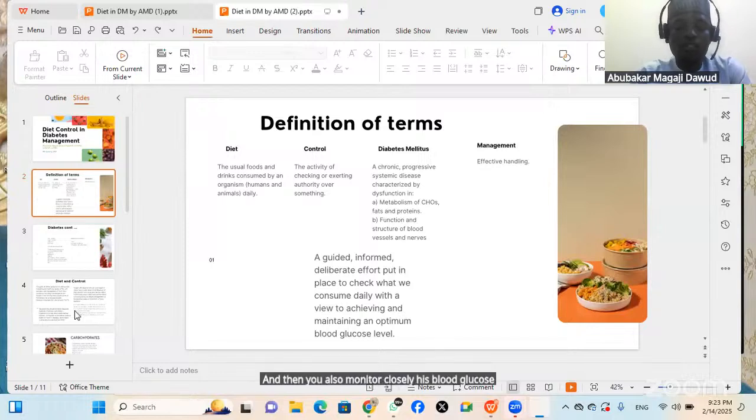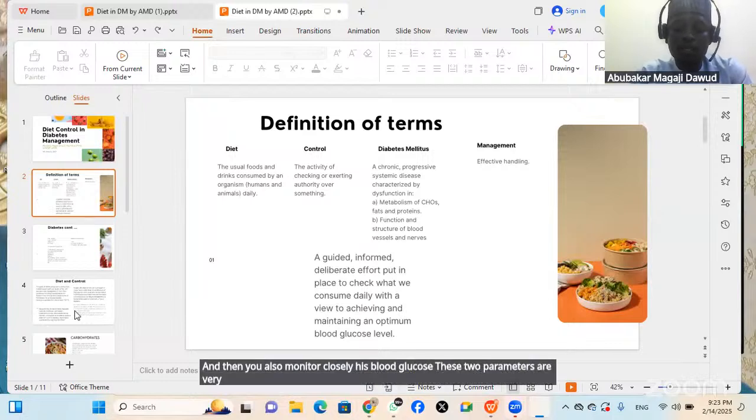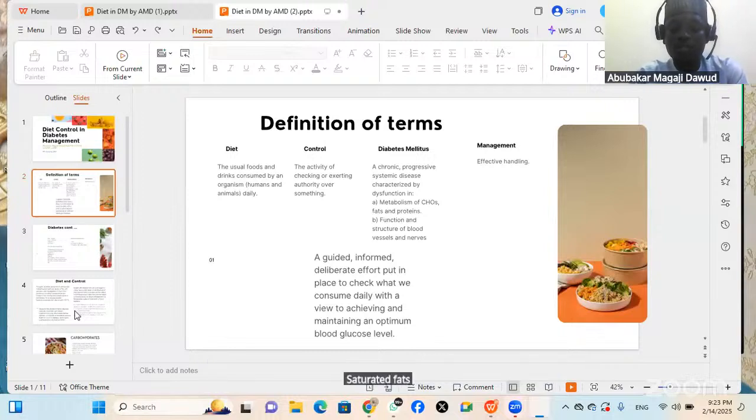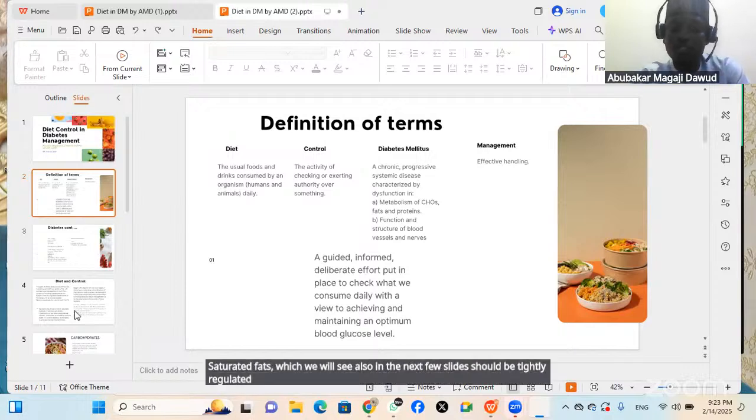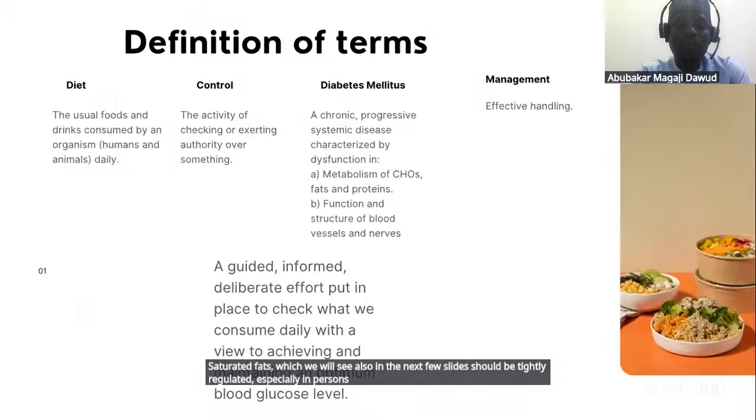These two parameters are very critical in obese patients. And then saturated fats, which we will see also in the next few slides, should be tightly regulated, especially in persons with obesity, hypertension, and other cardiovascular disorders, okay?